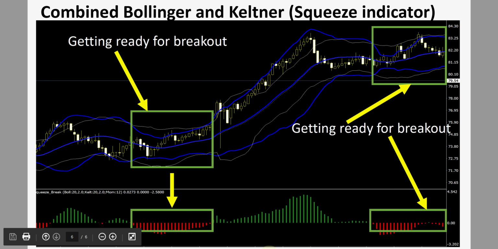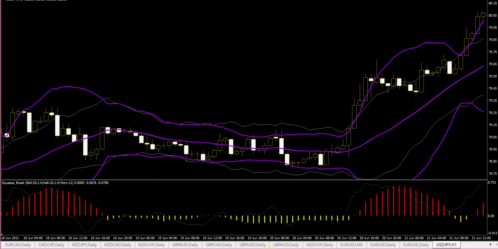Okay guys, let's demonstrate this on a real chart. All right, so this is USD Japanese yen 1 hour chart. We see this squeeze indicator down here. This one is the Bollinger Band, and this indicator is the Keltner Channel. So let us see each of these indicators' properties.